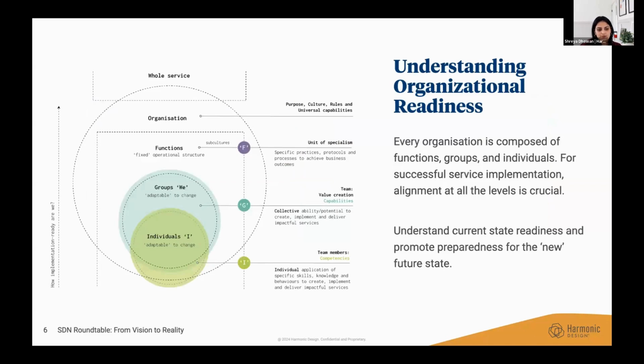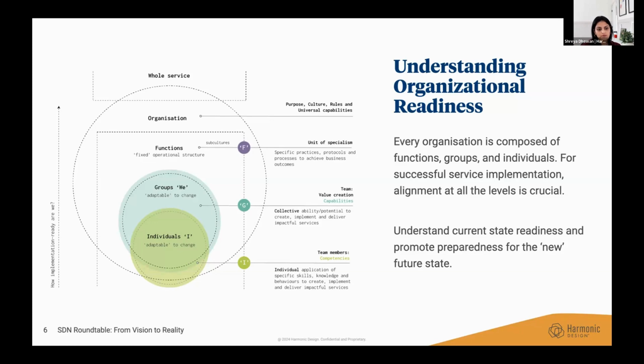So this is the first conceptual model that I was talking about. As you can see, it reminds me of an onion peel because you're peeling off the layers of an organization. The bottom part of it explains how it is important for service designers to understand the readiness at each of these three different levels.